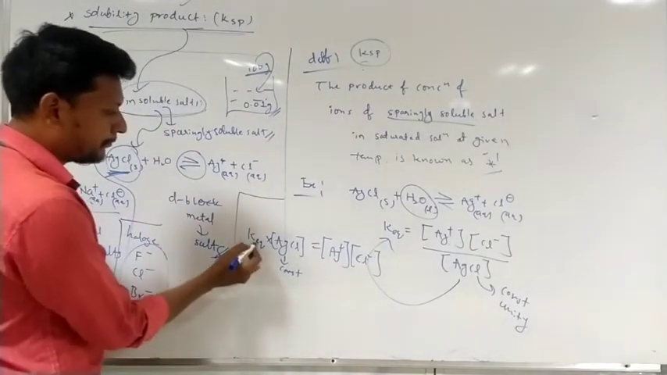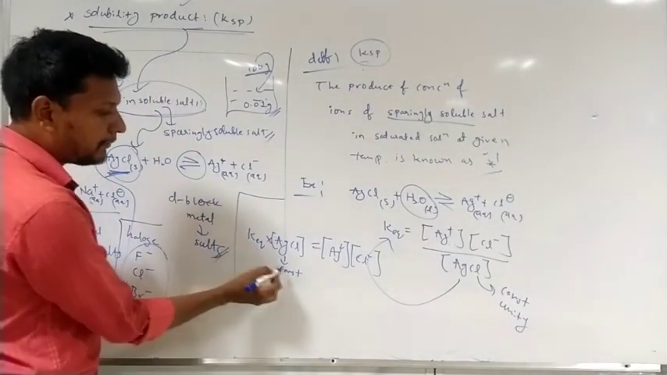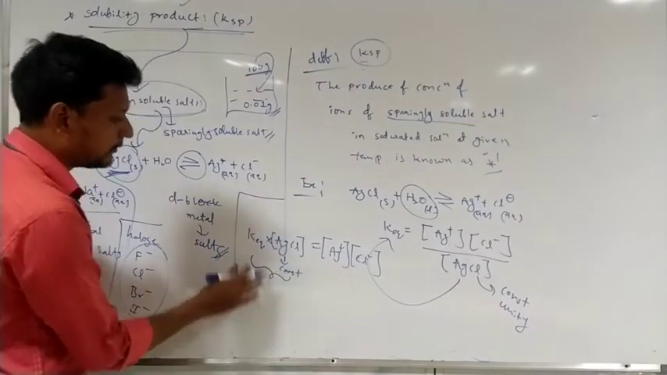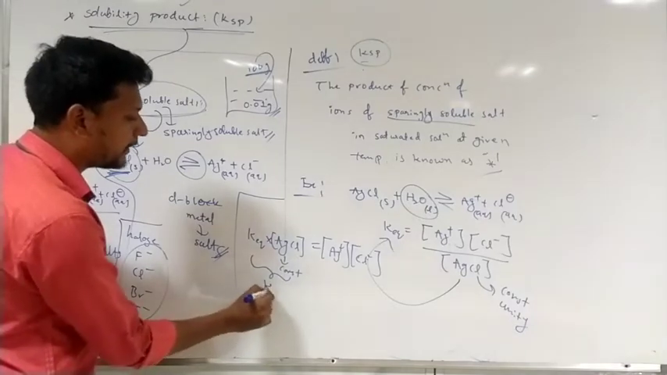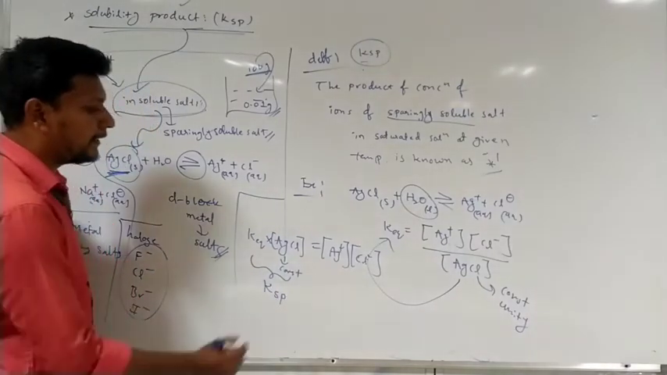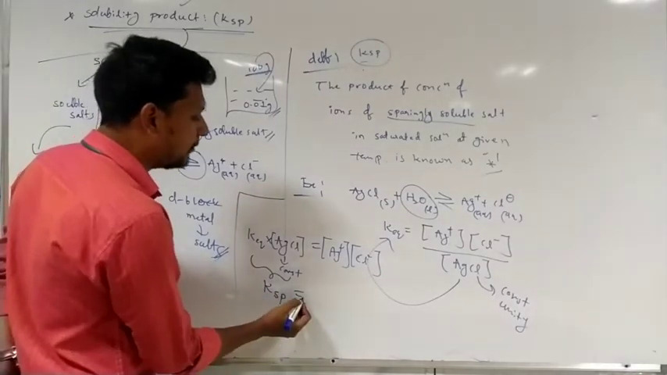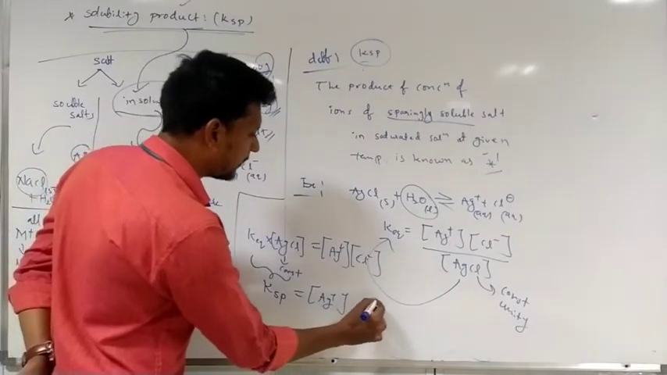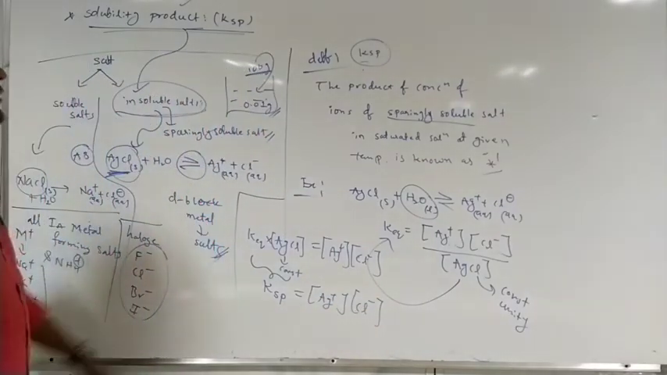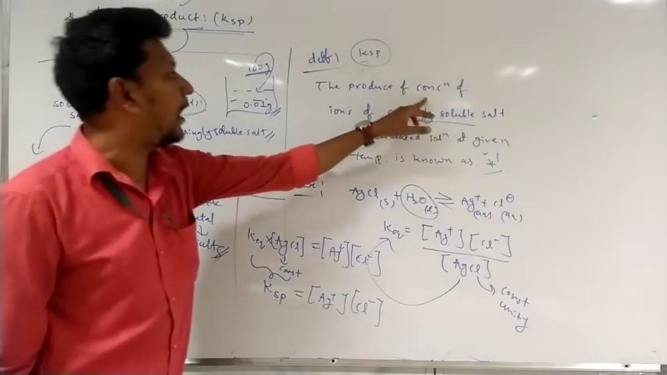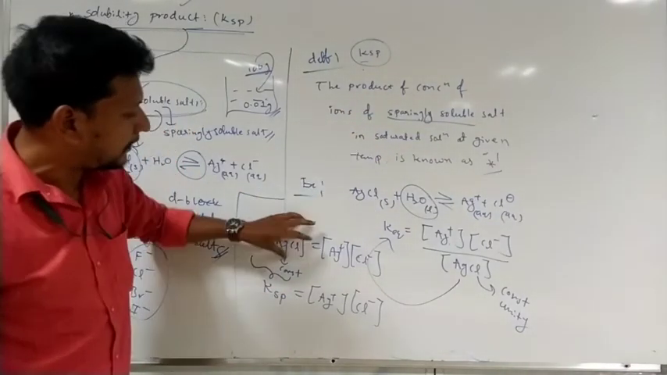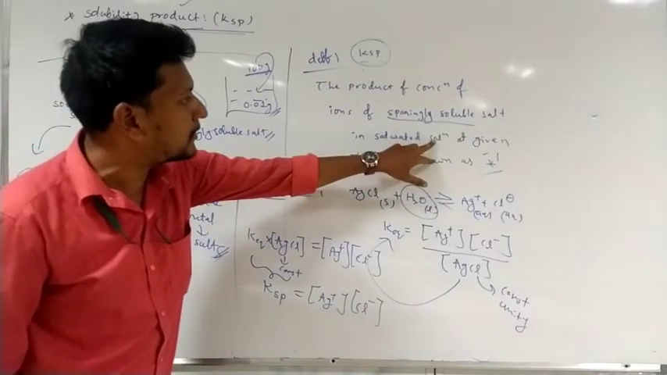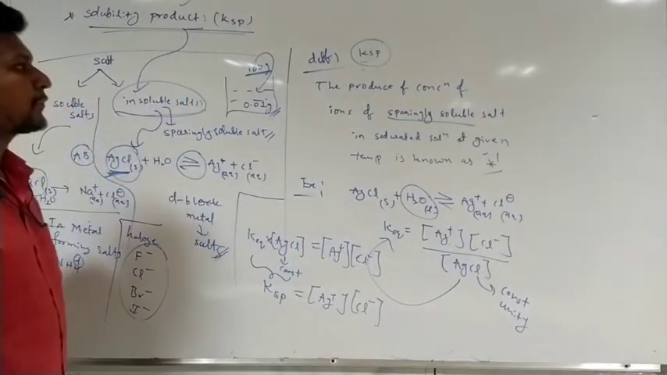Here the equilibrium constant K equilibrium is one constant, and this is another constant. Here two constants are there, so I am writing a new constant, Ksp, the solubility product, which is equal to the concentration of Ag+ times the concentration of Cl-. What is the solubility product? The solubility product is the concentration of ions of a sparingly soluble salt in a saturated solution at a given temperature.